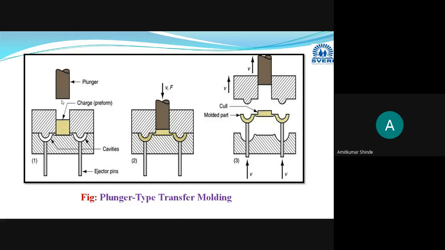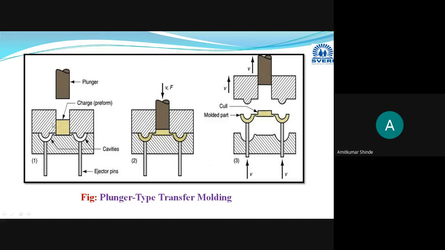Okay, now I will explain the stages involved in this plunger type transfer molding process. In the first stage, the charge or preform, that is your preheated raw material, is taken in this shooting cylinder or transfer pot. Then with the help of this plunger, the pressure is applied, and simultaneously this mold is heated with the help of the heaters using a suitable medium.